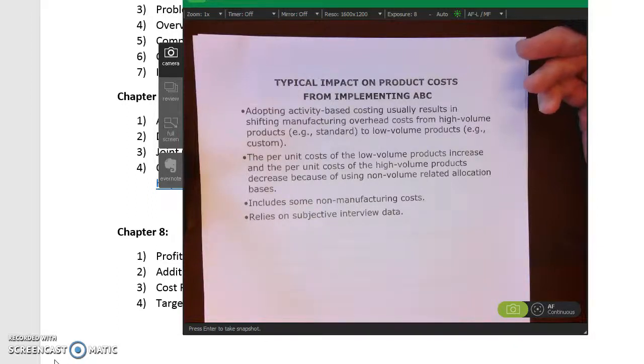So when you allocate overhead using a volume-related allocation basis, high-volume standard products will get more cost. But when you move away from only using volume-related allocation bases to those that don't necessarily vary with volume, but vary more with complexity, then those products that are lower volume but higher complexity will get more cost. So that's what happens with ABC, and that's the benefit of ABC: it removes those cost distortions that stem from only using volume-related allocation bases.